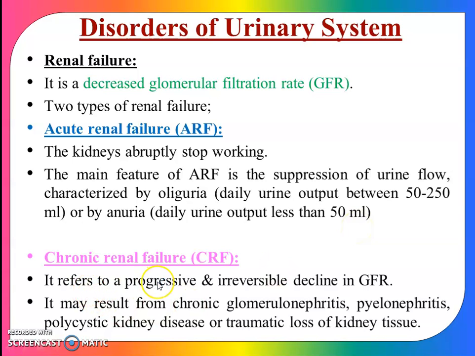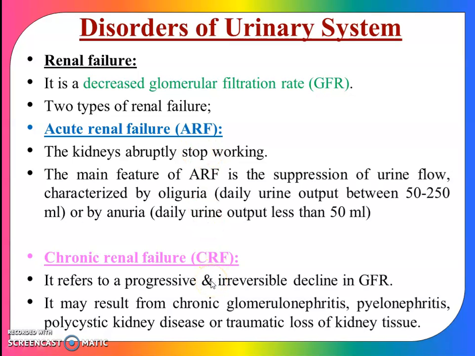And chronic renal failure refers to a progressive and irreversible decline in glomerular filtration rate. There are different reasons for CRF, which include chronic glomerulonephritis, pyelonephritis, polycystic kidney disease, or traumatic loss of kidney tissue. So here we have seen two kinds of renal failure: acute renal failure and chronic renal failure.